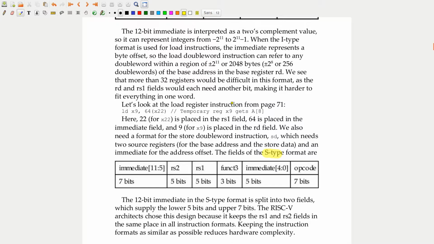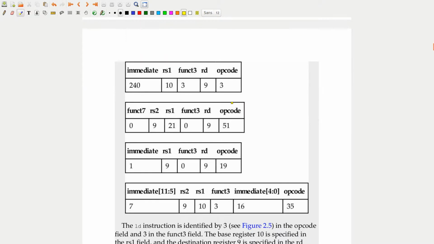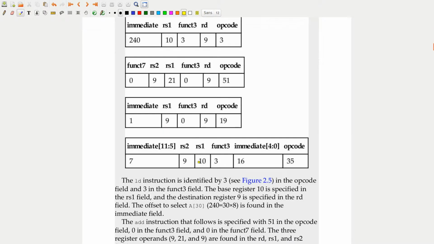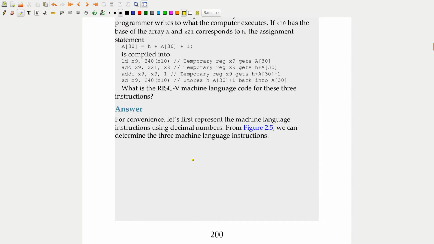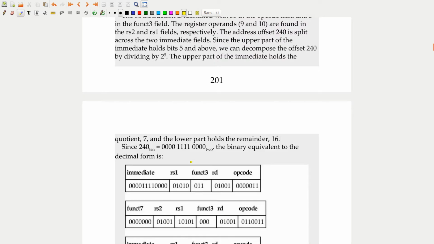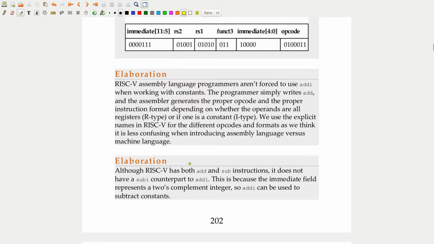Okay. So that's interesting. Let's move on. Here we just have a couple examples, but I think we get the idea, and we can move on.